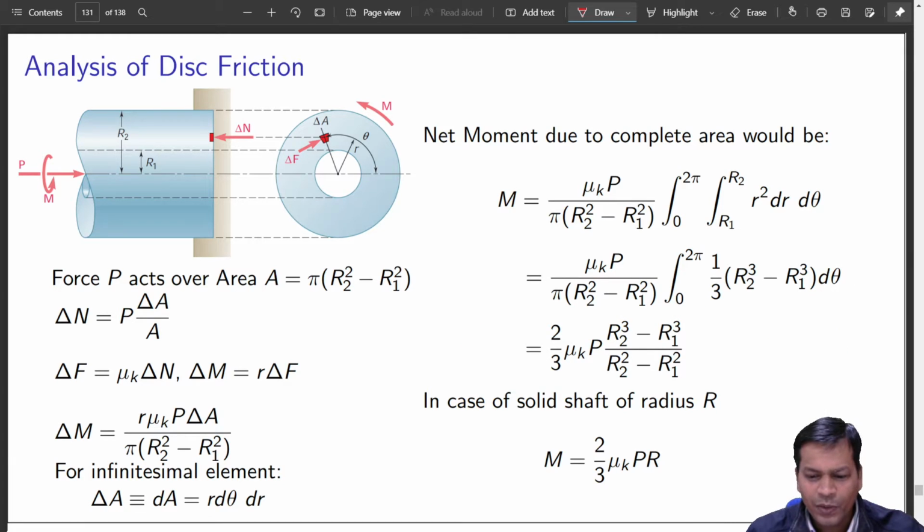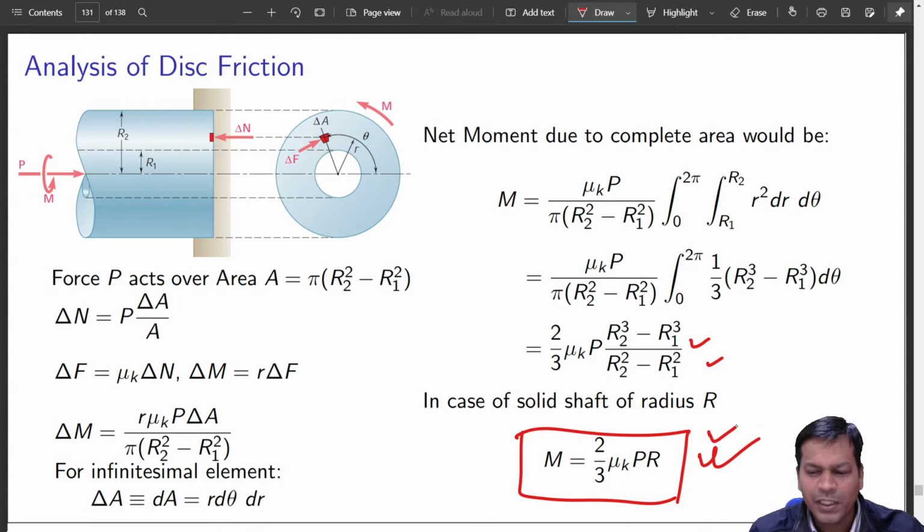So in case of a solid shaft, it turns out to be this. Same, I have put R1 equal to 0 and R2 equal to R, and that gives me this. This will quickly give you this. So this is in case of a thrust bearing. And mind it, this is kinetic friction. This is the external load. R is the radius of that bearing. This is the moment that can be transferred.